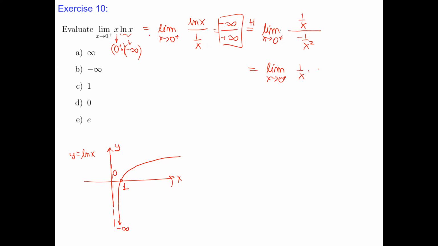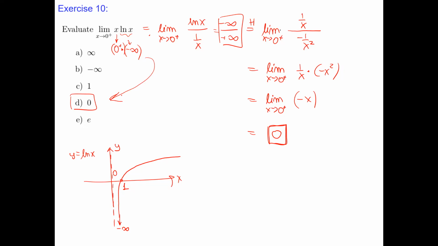1 over x times negative x squared. Oh, too many. It's actually negative x. As x goes to 0, we do not have negative 0. The answer is 0. Okay, but please make sure you do not say this answer right away. For this type of limit, we definitely have to have a strong reason.